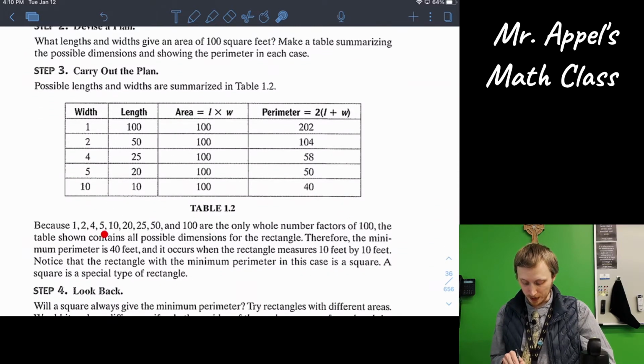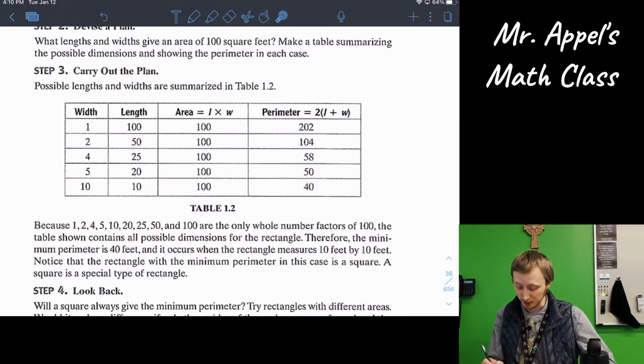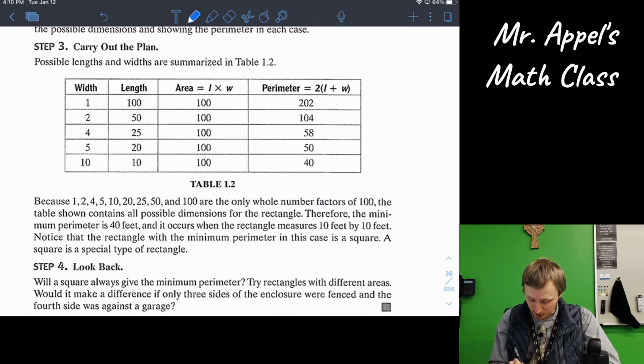Because 1, 2, 4, 5, 10, 20, 25, 50, and 100 are the only whole number factors of 100, the table shown contains all possible dimensions for the rectangle. You have to be able to justify that I definitely found all the possibilities. Therefore, the minimum perimeter is 40 feet, and it occurs when the rectangle measures 10 feet by 10 feet. Notice that the rectangle with the minimum perimeter, in this case, is a square. A square is a special type of rectangle. And in fact, you will find this to almost always be the case: the rectangle with minimum perimeter is a square.